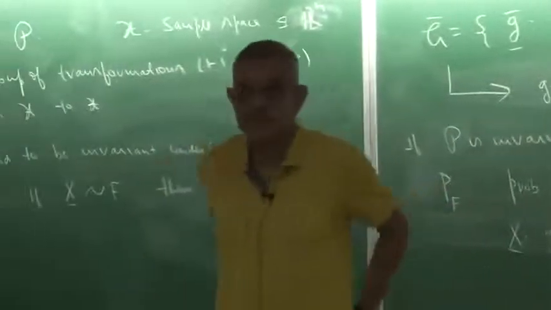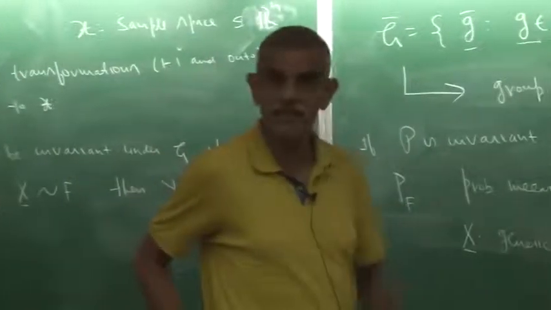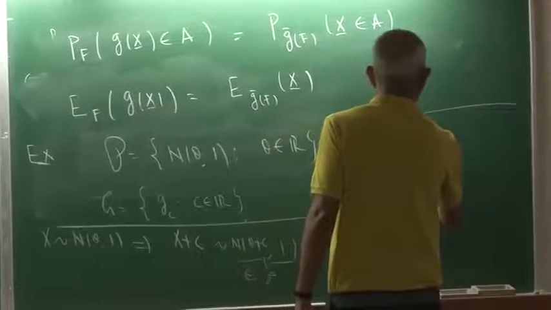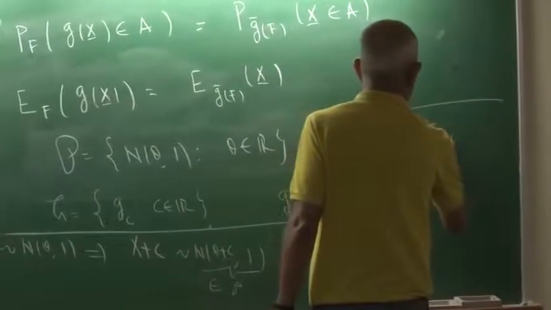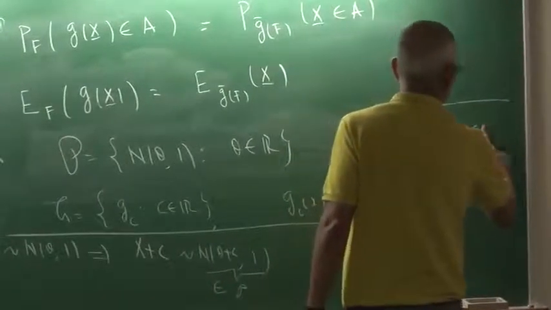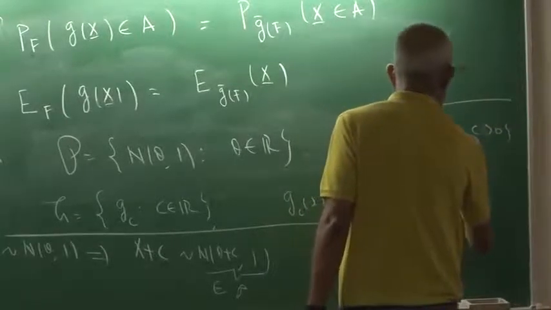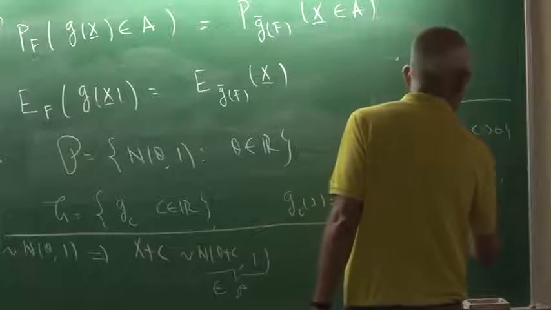Now let us look at one set of transformations under which this P is not invariant. Now if you replace this G by the multiplicative group, G as g_c, c let us say greater than 0, and g_c x is the same as cx.